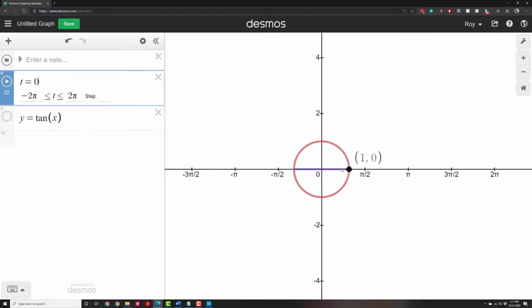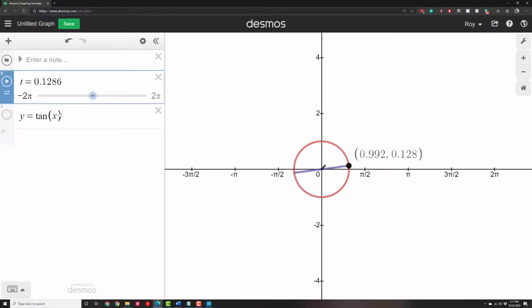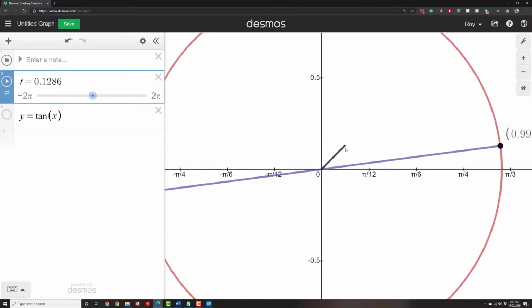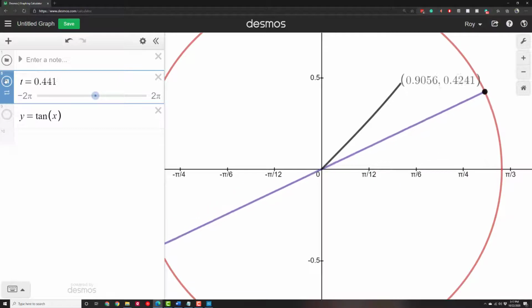Now remember, the tangent is just the slope of this purple line here. As we move this angle open, the slopes will start to increase. Let me go ahead and just press play a little bit. You can see the slope here is probably not too large, maybe 0.1 or something like that. And this is what's plotting. That black little piece right there is plotting out the slopes. So as this purple line increases in slope, the black line is just plotting those slopes.